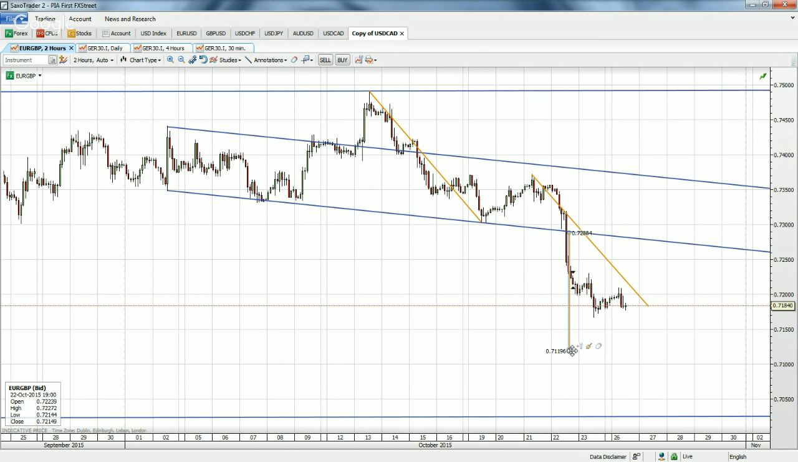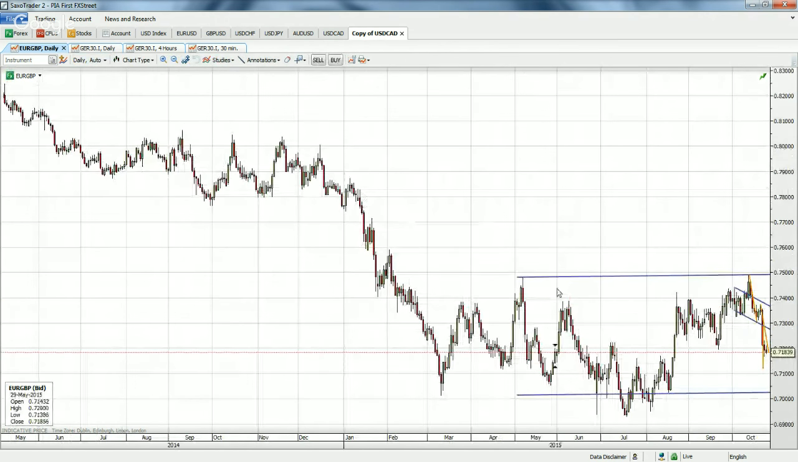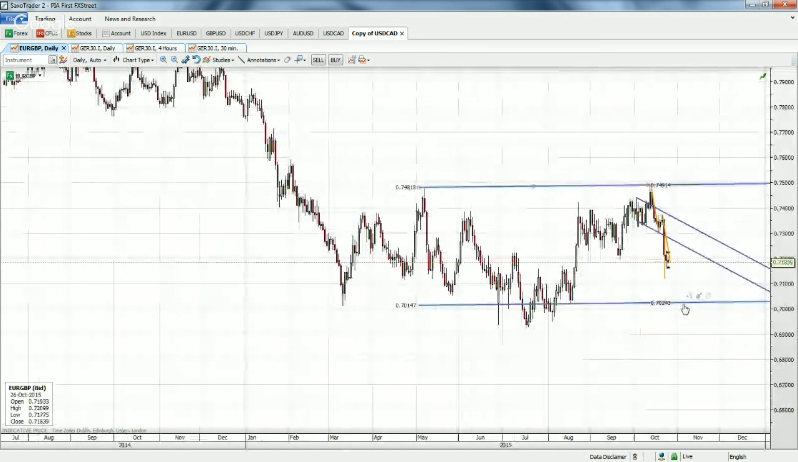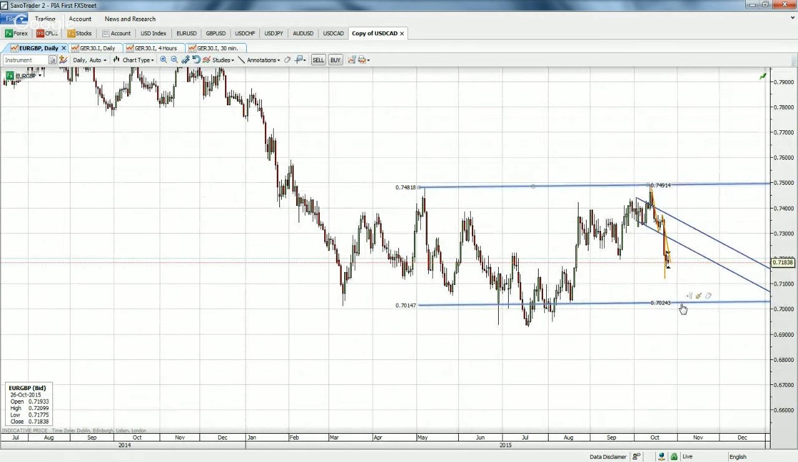71.19, so 71.20 is the target level for the head and shoulders breakout. I think we'll go further. Like I said, I think we'll move down towards this channel base, which is coming in around 70.25, before we see any sort of reversal, consolidation, potential move back to the upside.